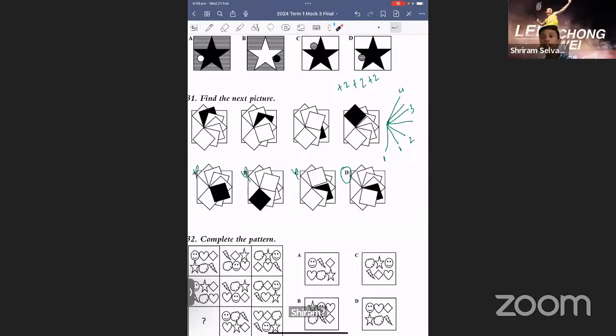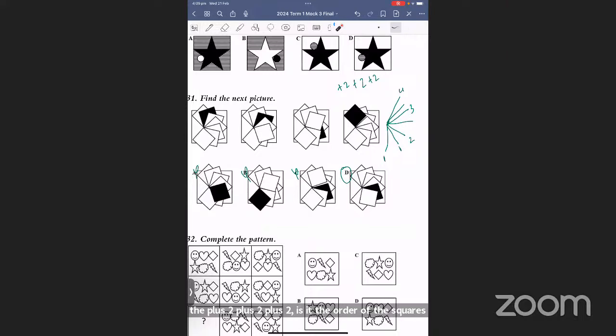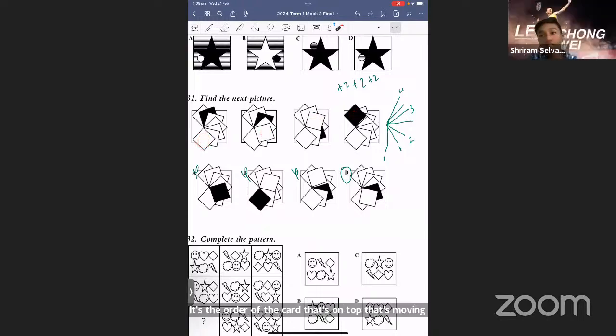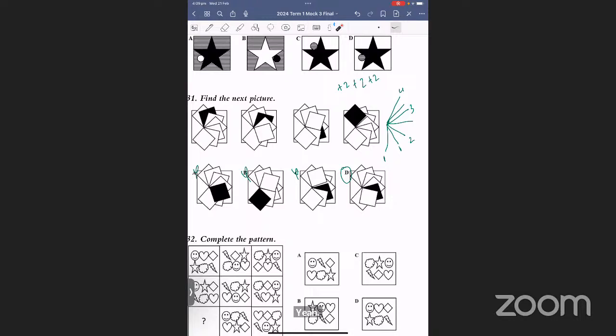So for the +2, +2, +2, is it the order of the squares? It's the order of the card that's on top that's moving. Okay. Janisha? So if it's moving +2, +2, +2, shouldn't it be A because A is in the second position? Are you sure? Oh, no. Yeah. See, I actually fell for the same error. You just have to double check. Yeah. Ria?